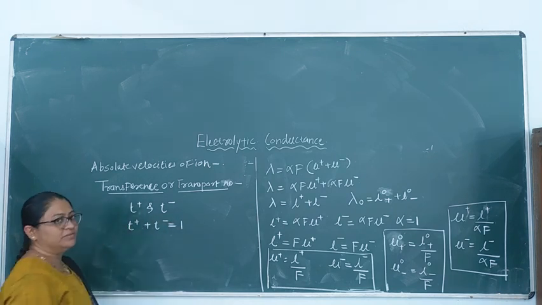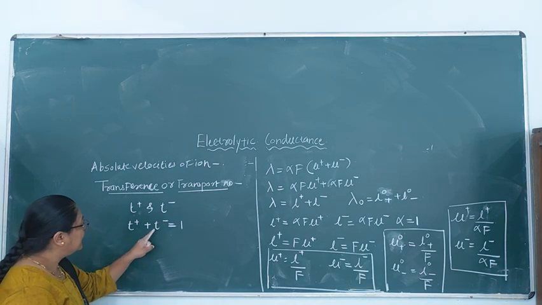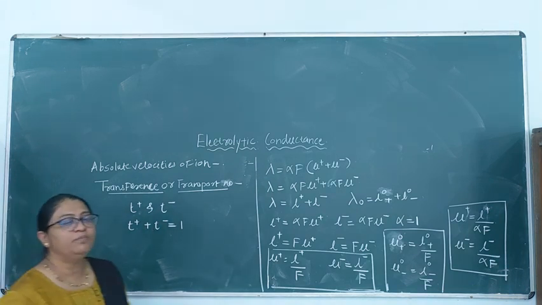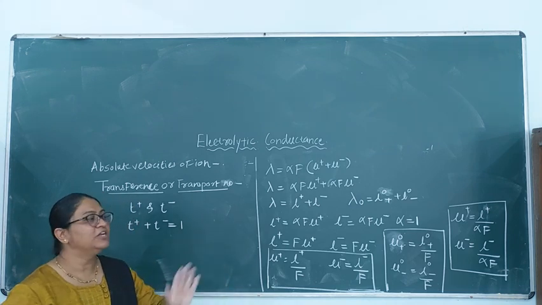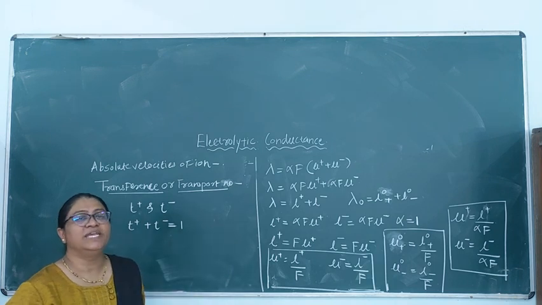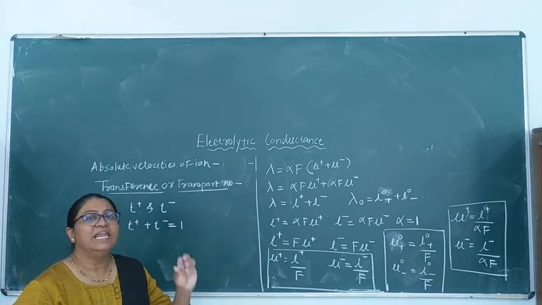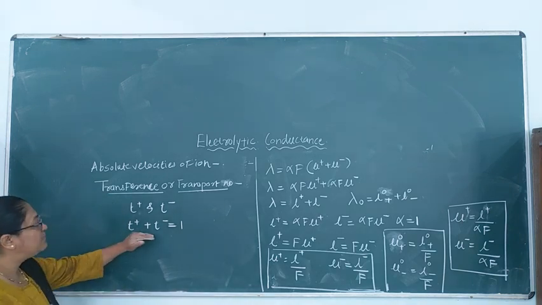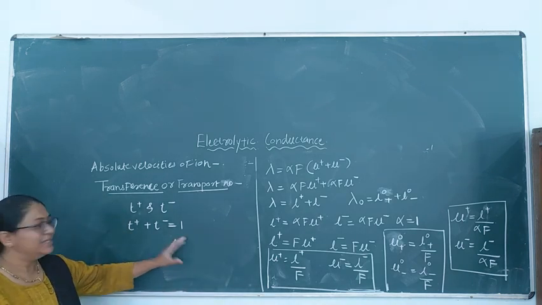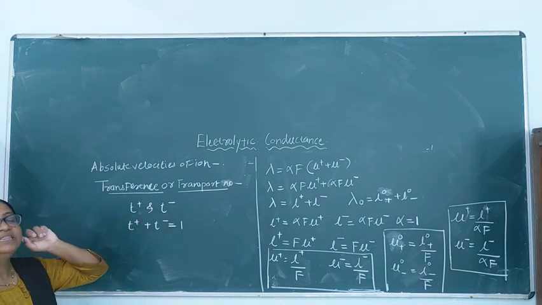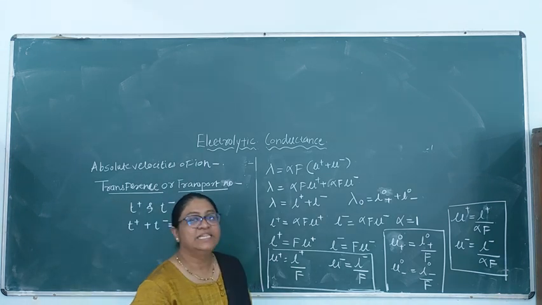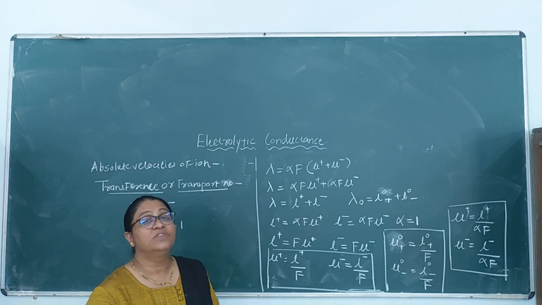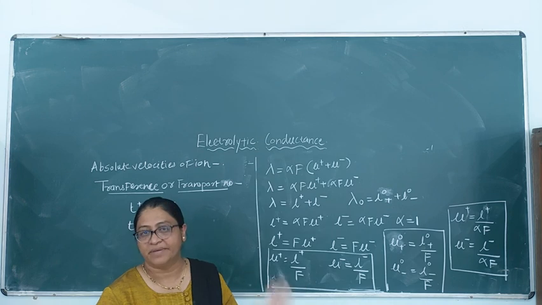T plus plus T minus is always equal to 1. What does this mean? It means that T plus and T minus will both always be less than 1. Obviously the contributions of both of them add up to 1. Individually T plus and T minus will always be less than 1, and T plus plus T minus is always equal to 1. The transport number is the fraction of the current carried by a specific ion.